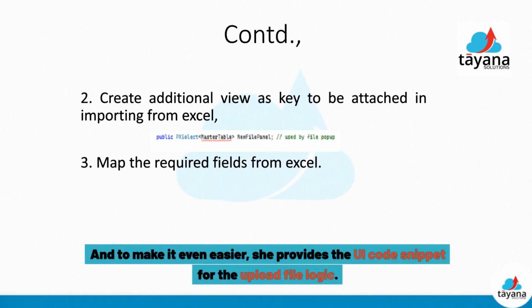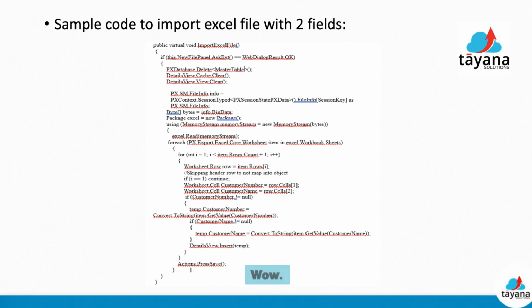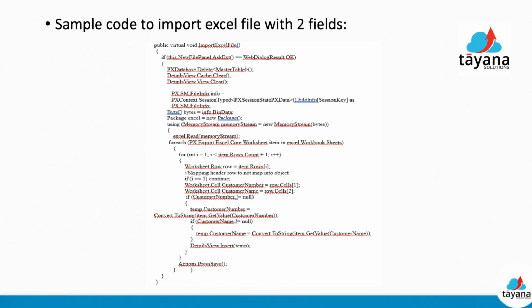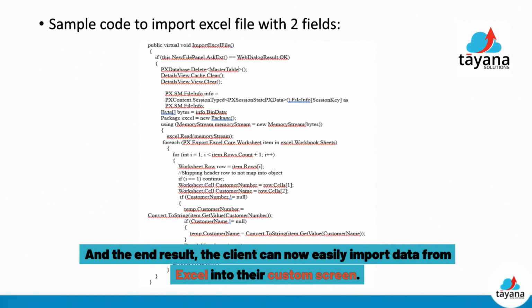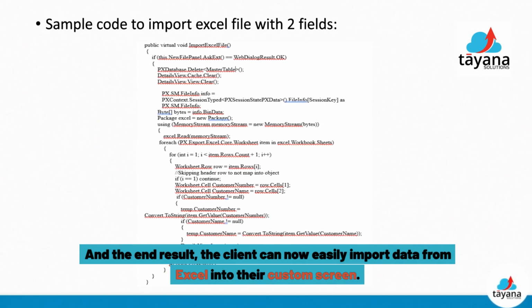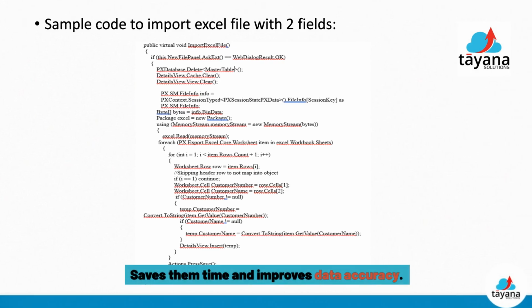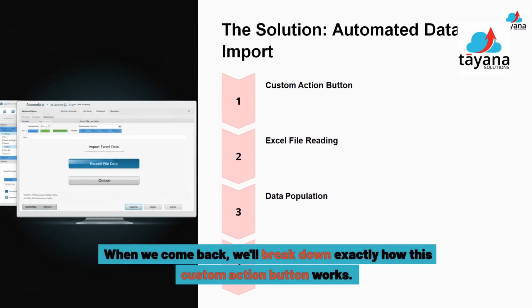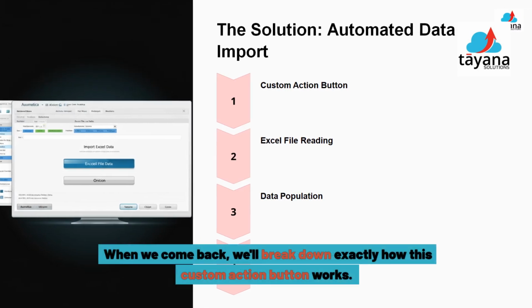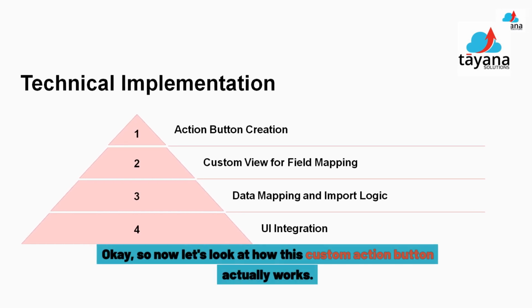And to make it even easier, she provides the UI code snippet for the upload file logic. Wow. So it's a complete solution. Totally. And the end result? The client can now easily import data from Excel into their custom screen. Nice. Saves them time and improves data accuracy. I bet they were thrilled. They must have been. When we come back, we'll break down exactly how this custom action button works. It's magic. Stay tuned.